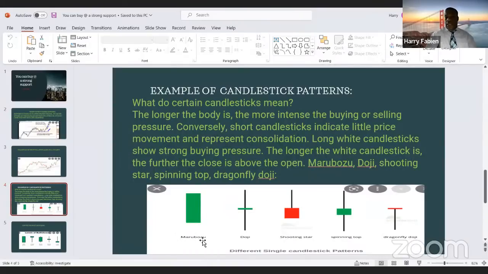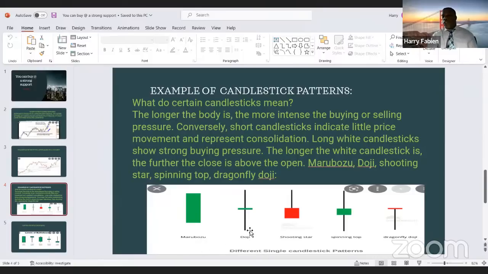Next time I'm going to come back and show you more about it. We call those big candles Marubozu. That's a big candle, a big bullish candle. Those are Japanese names, and most of those candles come from Japanese. We call those candles Marubozu.